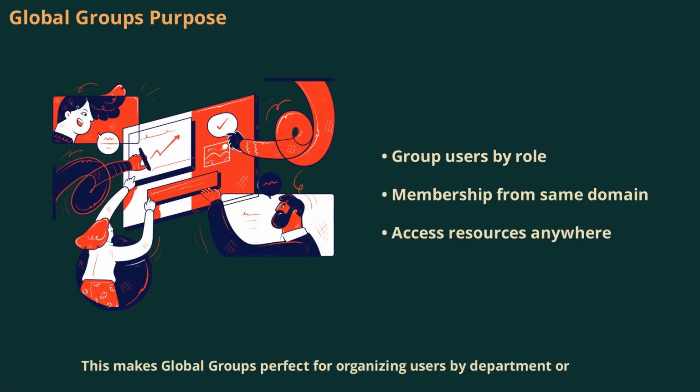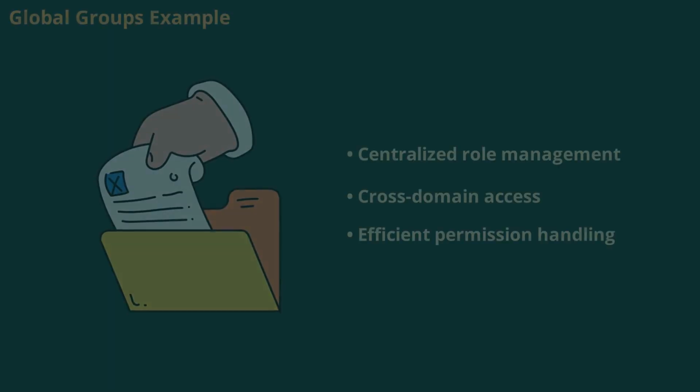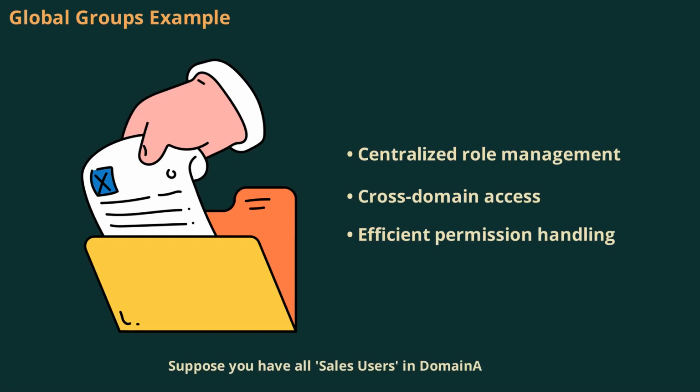This makes global groups perfect for organizing users by department or job function, and then granting them access to resources across the organization. Suppose you have all sales users in domain A. You put them in a global group named GG Sales Users. Then you can add that global group to a domain local group in domain B that controls access to shared folders. This setup allows you to manage user roles centrally while granting access to resources in other domains. It's an efficient way to handle permissions for users who need to collaborate across domains.